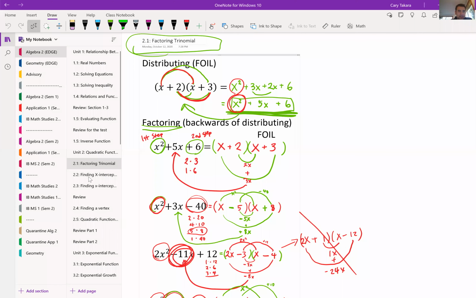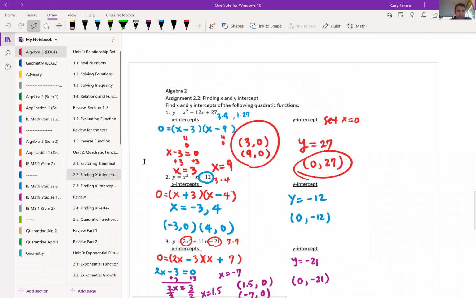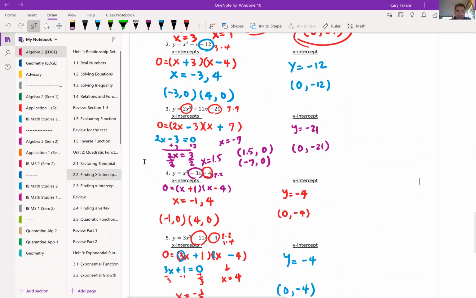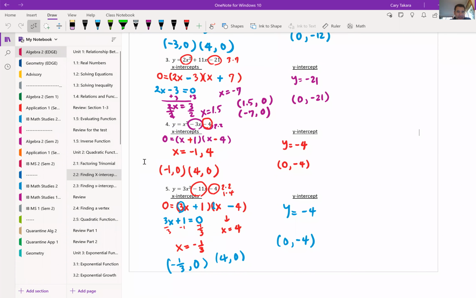And then on Tuesday or Wednesday, I'm sorry, yesterday, we used factoring skill to solve for X and Y intercept. You guys remember that? So you factor it and then you solve for X and Y intercept. Okay, so that's what we did yesterday.